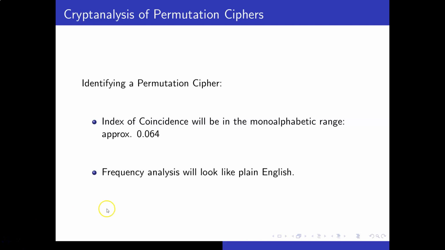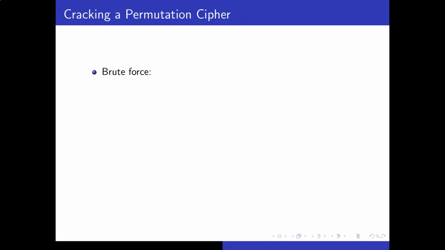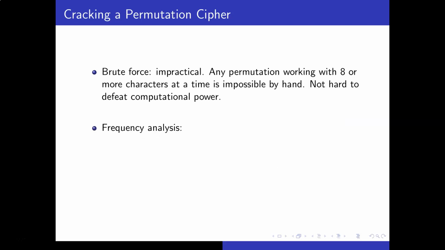Okay, so with a way to now identify when something is a permutation cipher, now comes the next question. How do we crack it? Well, again, brute force, yeah, no. As I mentioned already, there's just too many permutations. It grows too fast. It would be almost impossible to do by hand. For a reasonably short permutation, even with computational power, if I just push the permutation up in size, it's not going to work.